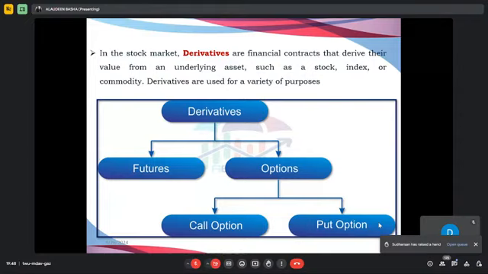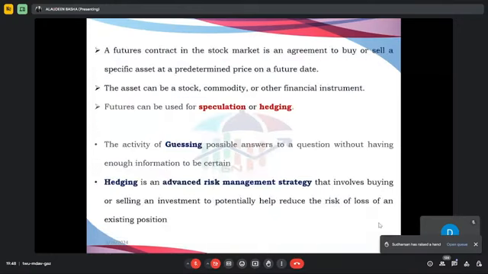In derivatives, there are two types: futures and options. Options we'll discuss later. So first, let's move on to futures. What is meant by futures? Future is nothing but a contract. In this contract in the stock market, there is an agreement between the buyer and seller. Once you buy or sell the product, where product means stock or commodity, the asset can be a stock or commodity for a particular time period.